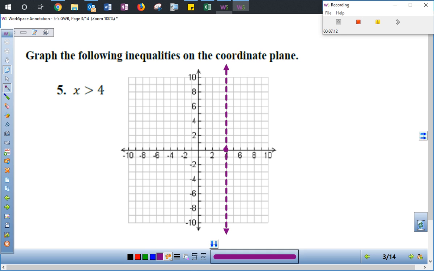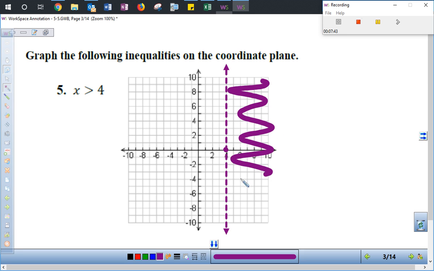Now to figure out what side to shade on, we need to look at the x values, because I want my x values to be bigger than 4. Well, here is my x-axis, and if I'm following my x-axis, here's 4. If I'm going to the left, it goes 3, 2, 1, 0. Notice the numbers are getting smaller as I go to the left. So smaller than or less than would be on the left side, but I don't want that. I want greater than. So if I go to the right side, 5, 6, 7, 8, those are all of my greater than numbers. So I'm going to shade on this side.